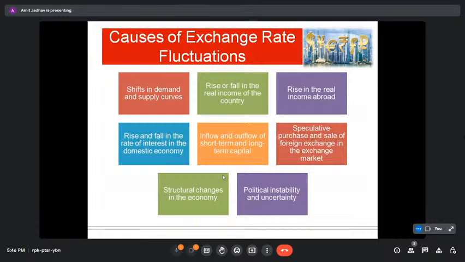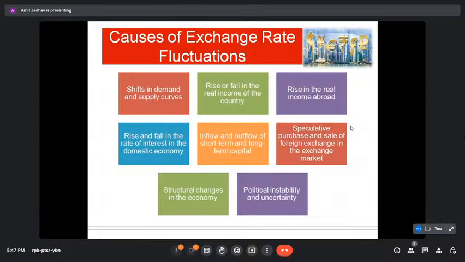Inflow and outflow of short-term and long-term capital will happen, along with speculative purchase and sale of foreign exchange in the exchange market. So speculators also become active, and they try to sell and purchase currency in the foreign market. Structural changes in the economy will happen, and if there is political instability and uncertainty, at that time also we have fluctuation.